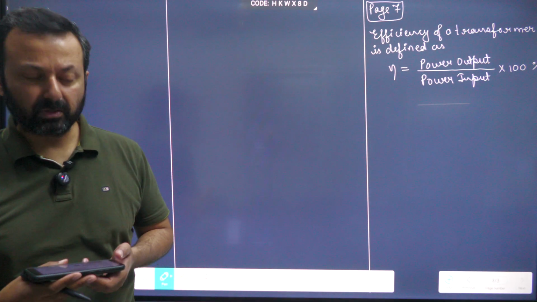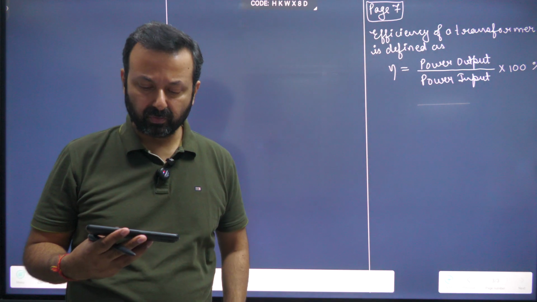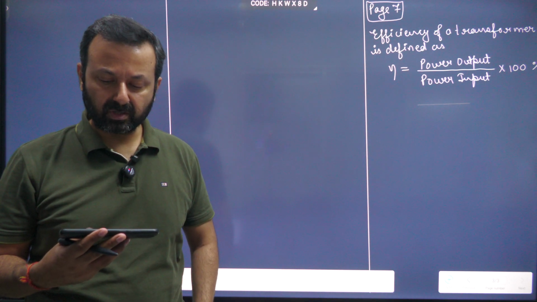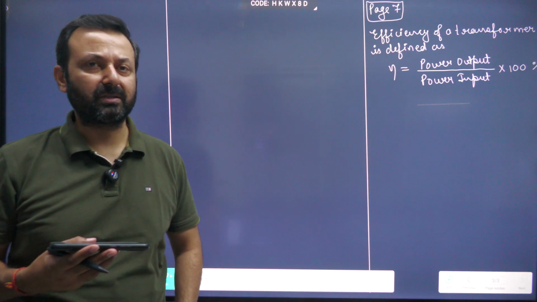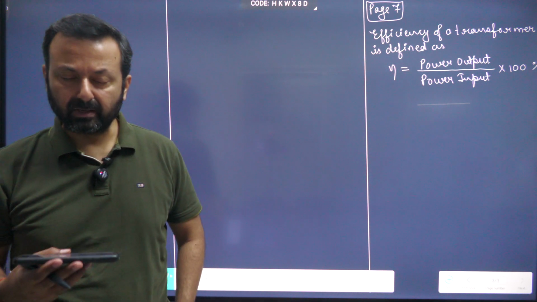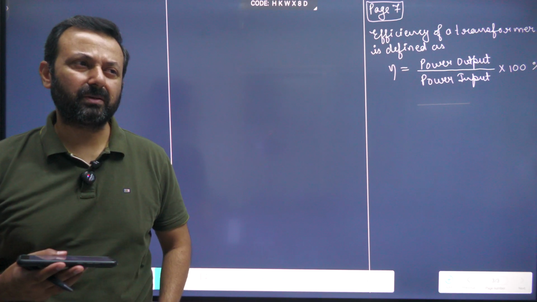Energy losses in transformers: copper loss. Some energy loss is due to heating of copper wires used in the windings. This can be minimized by using thick copper wires of low resistance. If we use thick copper wire of low resistance, then copper losses can be reduced. Second is eddy current loss.